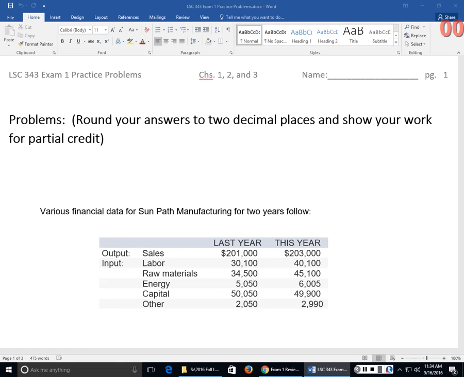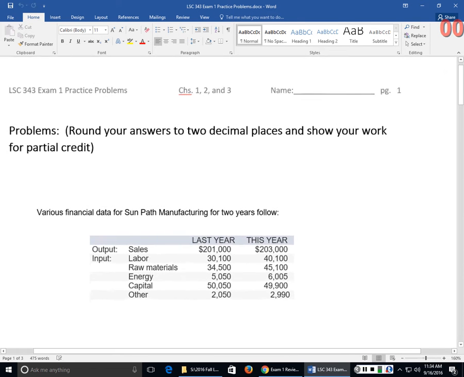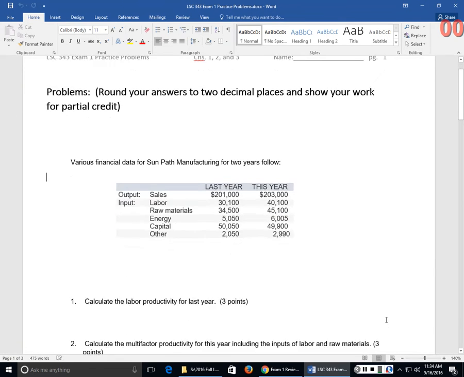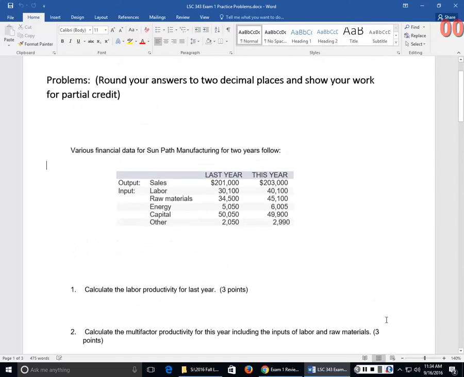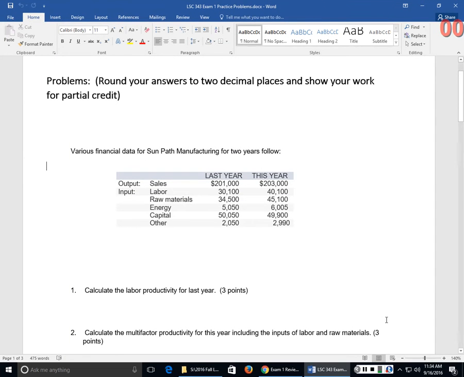Okay, so again, there'll be a blank template posted out on Canvas of this that you can go back and rework if you want to, and then I'll do a PDF of the solutions and post after the class. So basically, we're going to go back to productivity here. At the top of the exam, you'll say round your answers to 2 decimal places and show your work for partial credit, okay? And that applies to every problem.